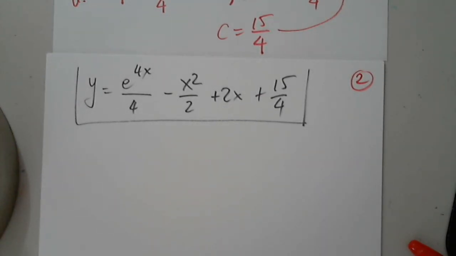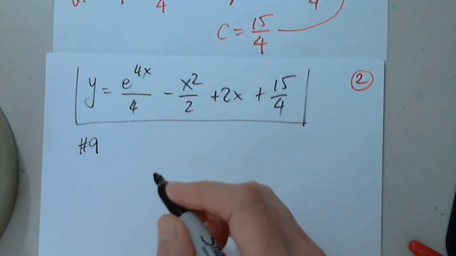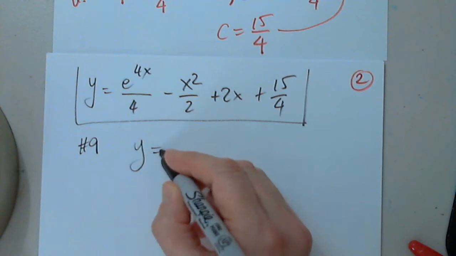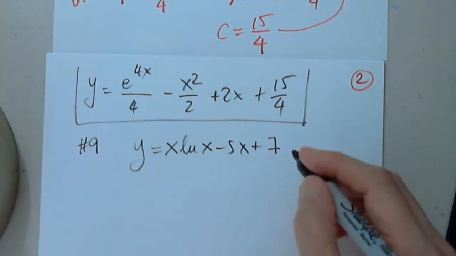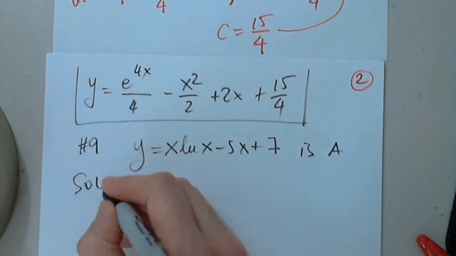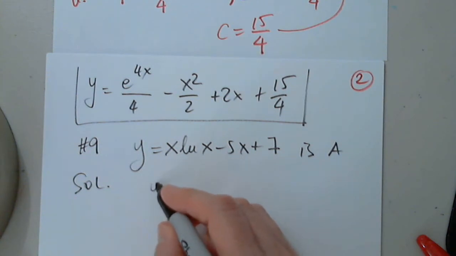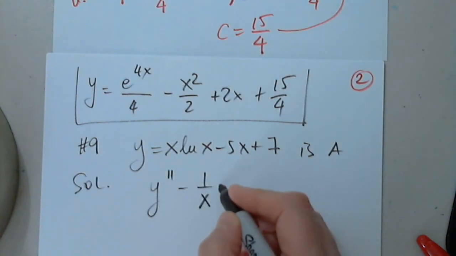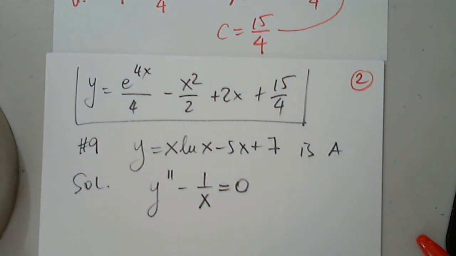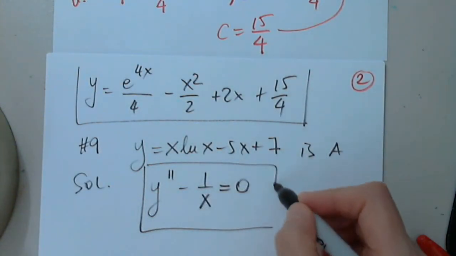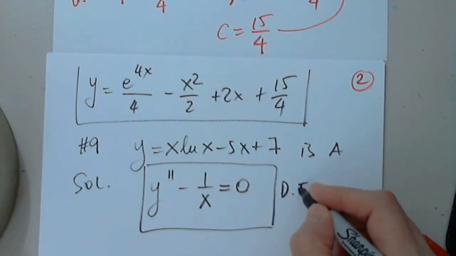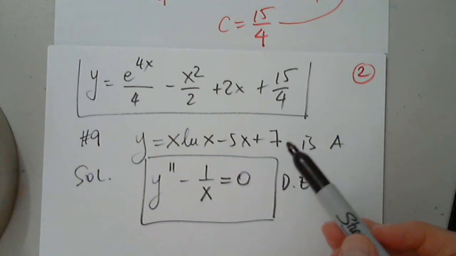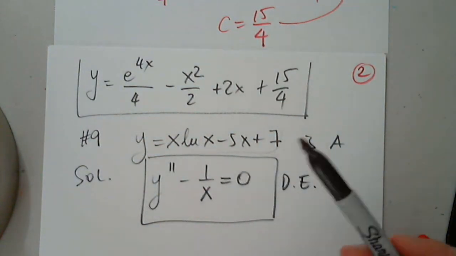But here is another that I would like to work on, like number 9. Show that y equals x natural log x minus 5x plus 7 is a solution of y double prime minus 1 over x equals 0. This is a differential equation. It has derivatives in it. If it has derivatives in it, it's a differential equation. So they're telling us, show that this is one of the solutions.